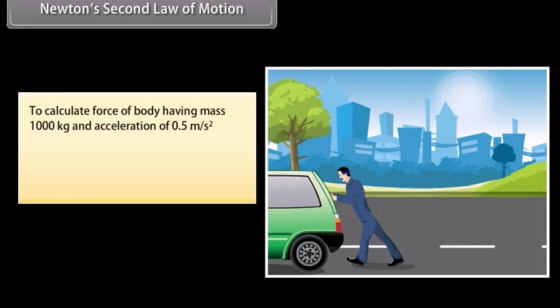To calculate force of body having mass 1000 kg and acceleration of 0.5 meter per second square, then F is equal to 1000 into 0.5, which is equal to 500 Newton or kilogram meter per second square.